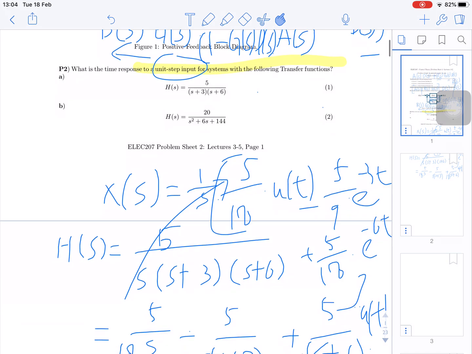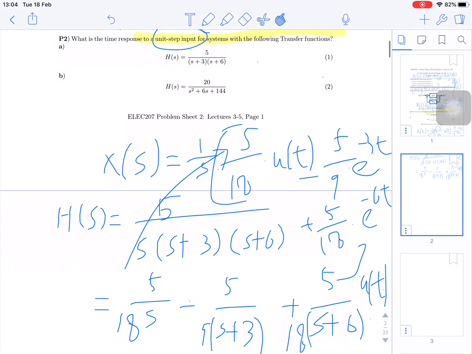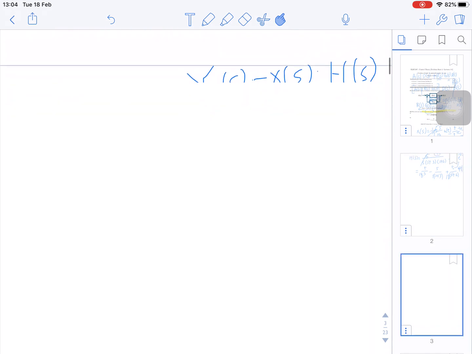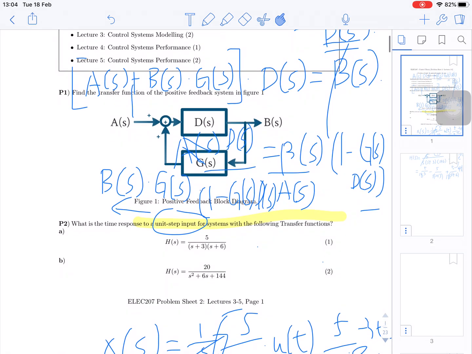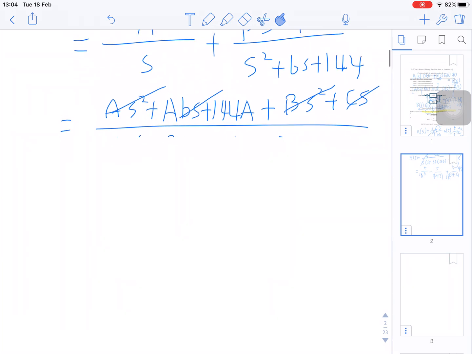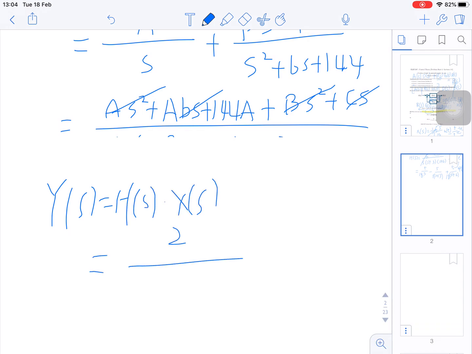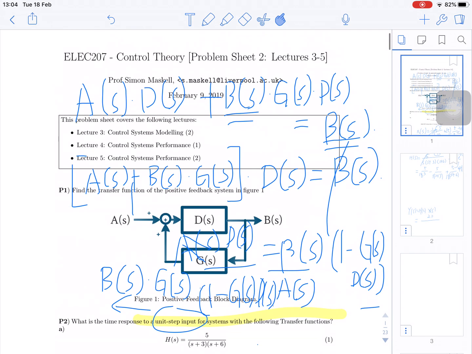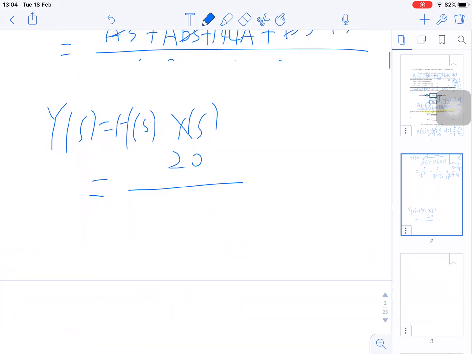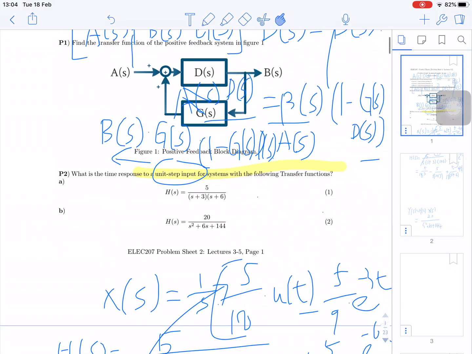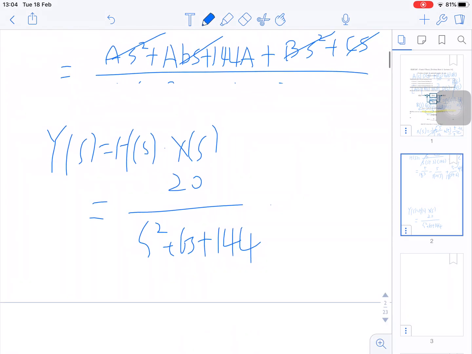So after problem 1, we're going to look at problem 2. In problem 2 we have H(s) as 20 divided by s squared plus 6s plus 144. So Y(s) equals H(s) times X(s), which means 20 divided by s squared plus 6s plus 144 times X(s), and X(s) means 1 over s.